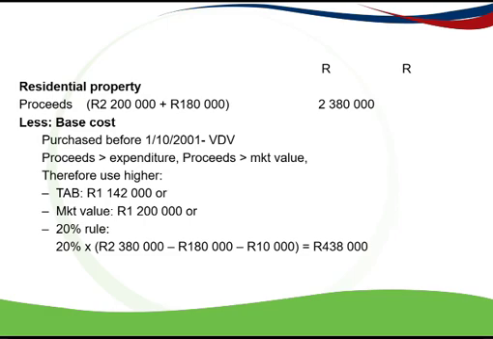Now, the 20% rule, we take the proceeds minus any expenditure after the 1st of October 2001. So that's the 180,000 commission, agent's commission, and the 10,000 Rand for the sprinkler system. We multiply that by 20% and we get a valuation date value of 438,000 Rand. Now we use the higher of those three. So obviously the highest one is the market value of 1.2 million Rand.